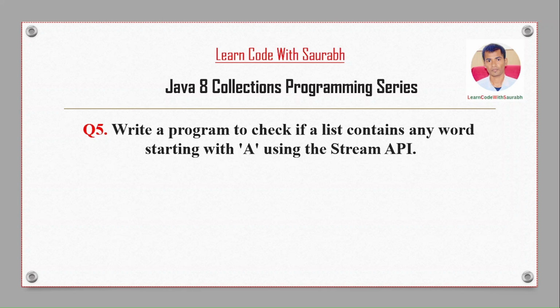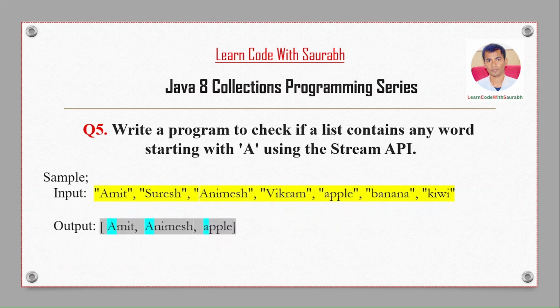Today I am going to show a program to check if a list contains any word which is starting from A, and we will create the program by using the stream API. So for example, if we have input like Amit, Suresh, Animesh, Vikram, Apple, Banana, Kiwi, we have to find which is starting from A. So I just found the output. It's starting from Amit, starting from A, Animesh is starting from A, and Apple is starting from A.